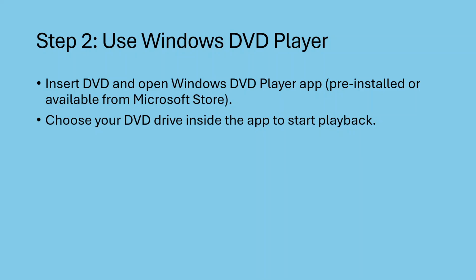Step 2. Use the Windows DVD player. Insert DVD and open Windows DVD Player app. This is pre-installed on your Windows laptop, and if it's not, you can search for it on the Microsoft Store. Then choose your DVD drive inside the app to start playback.